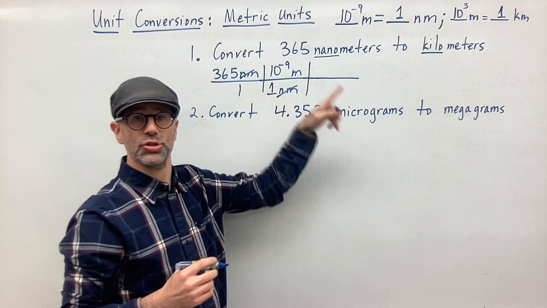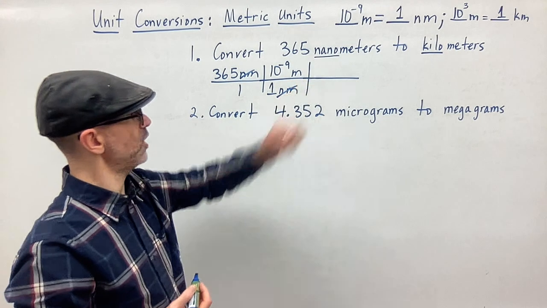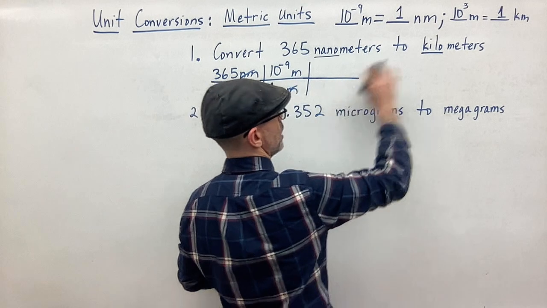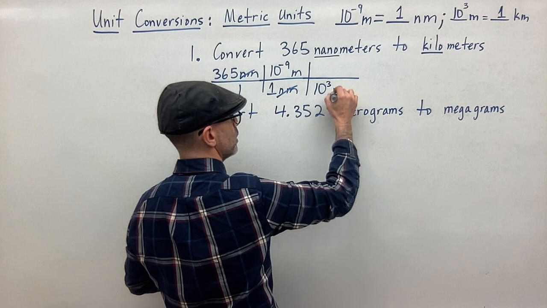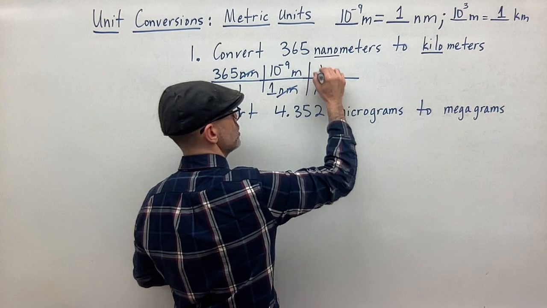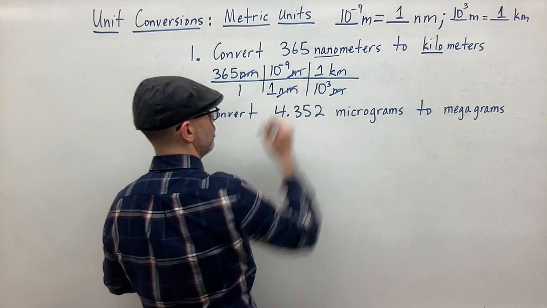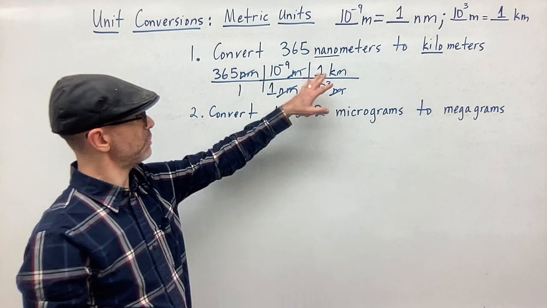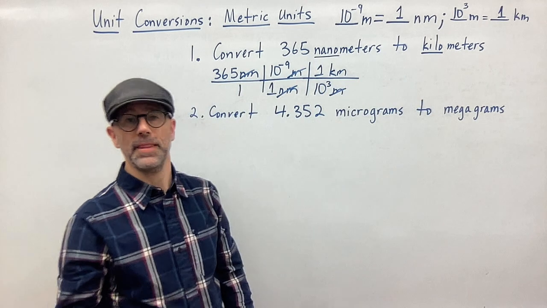Now I can go to kilometers using the other equality. So I have meters on top. I want meters on the bottom, so I can use 10 to the third meters. That goes on the bottom, and then 1 kilometer goes on top. And meters cancels out. Now I have kilometers, and that's what the problem is asking. It wants me to convert to kilometers. I've got kilometers. Now I'm done.